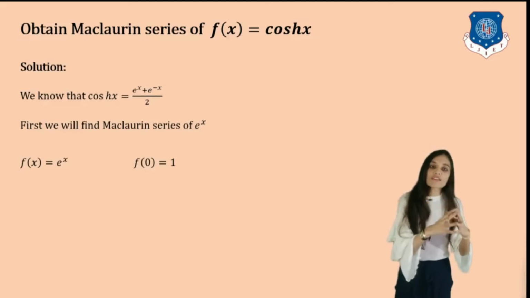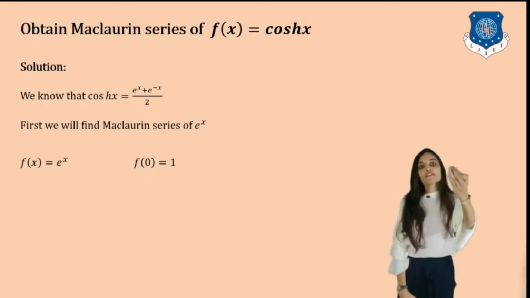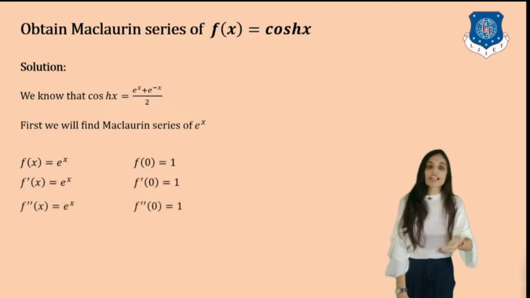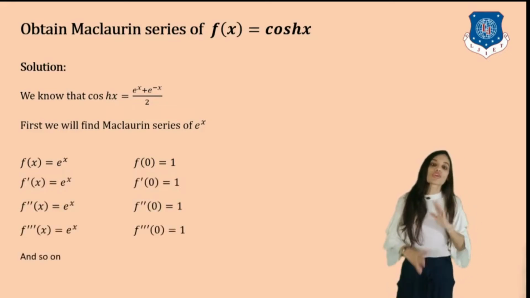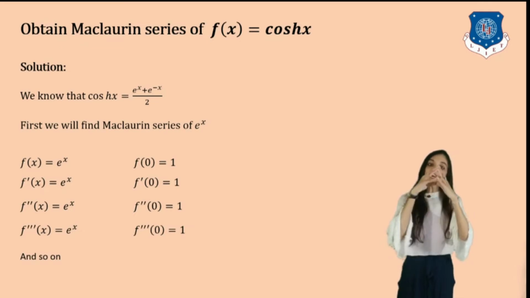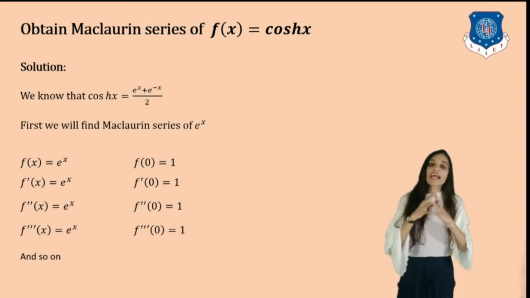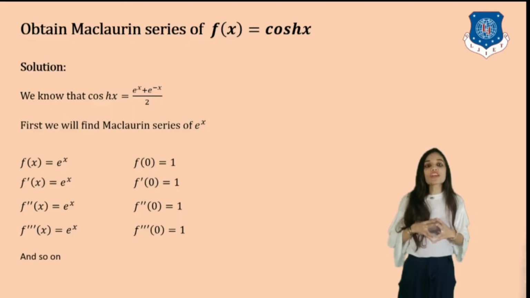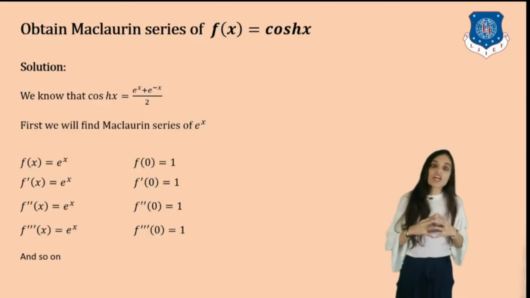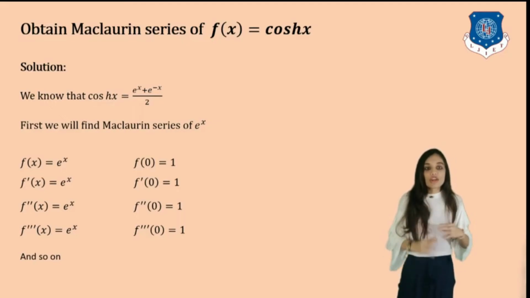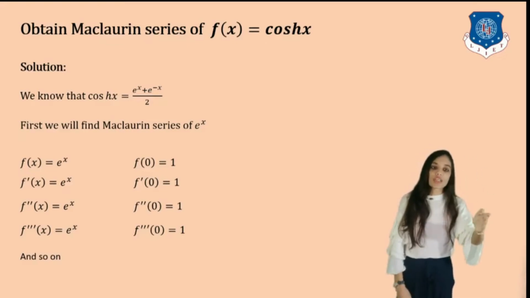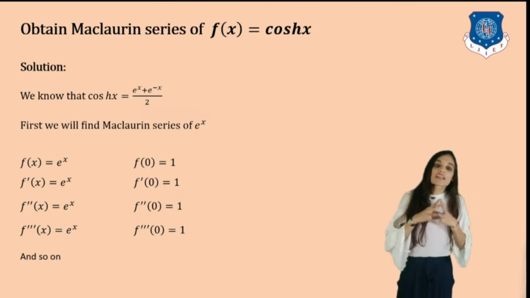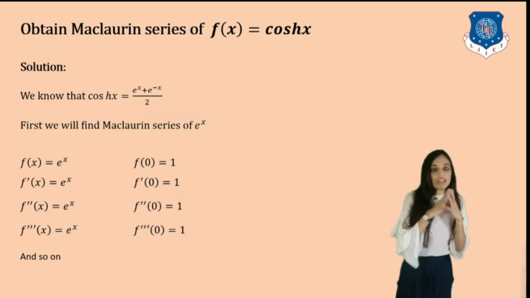So f of x is equal to e raised to x. Our f dash of x, f double dash of x, f triple dash of x, etc. will all also be e raised to x. So in every function and derivative, we will put x as 0 because we have to find the Maclaurin series. So f of 0 is 1, f dash of 0 is 1, f double dash of 0 is 1 and so on. Every derivative will be equal to 1.